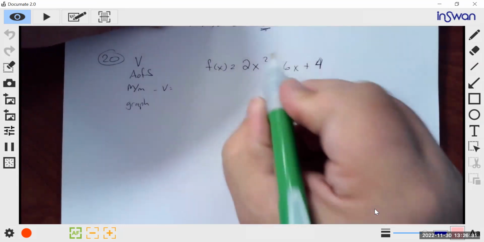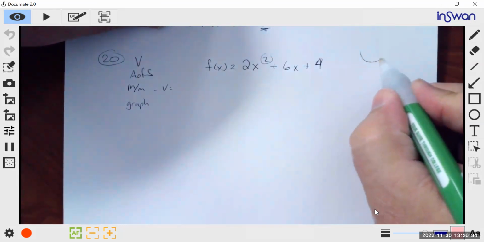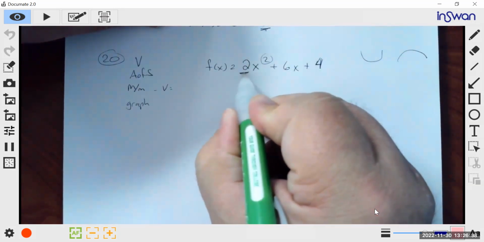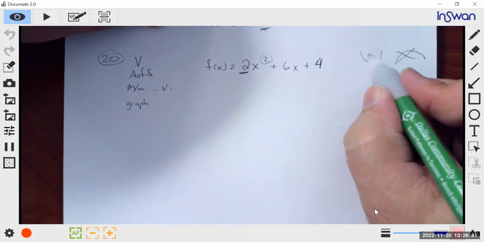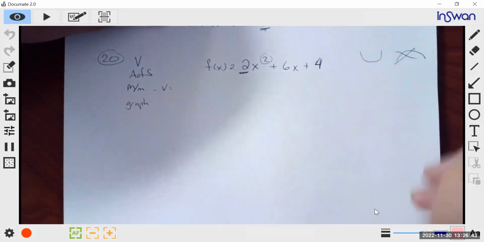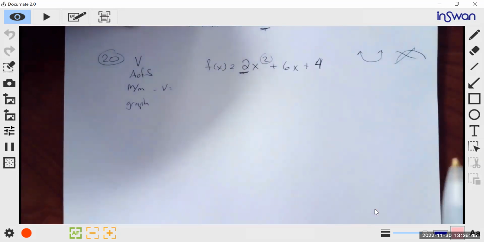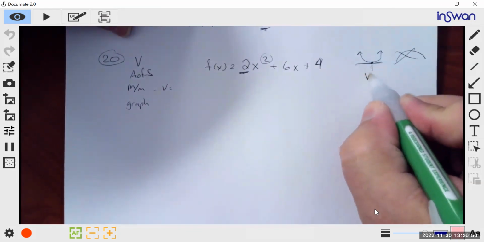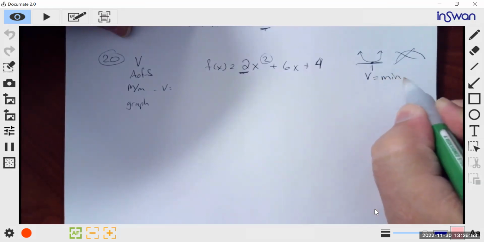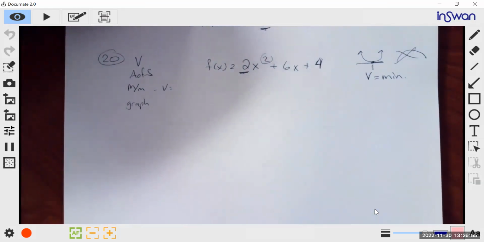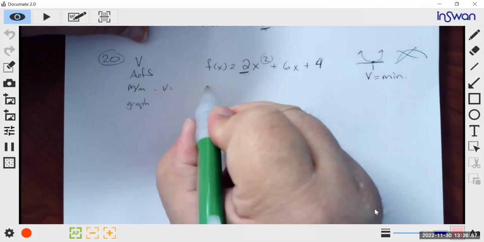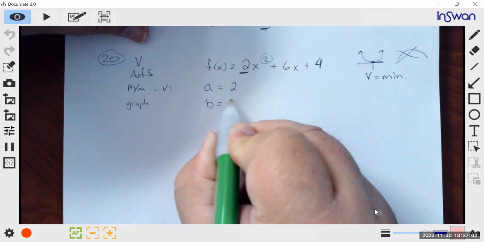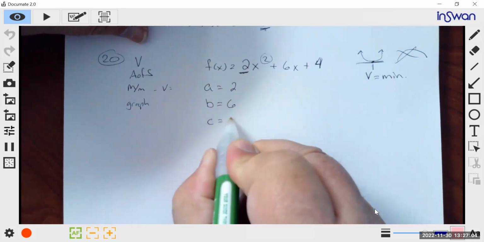Okay, first off, we know since it's quadratic, it's either going to be like this or like this. Since that's positive, it's this one. It goes up. So therefore, our vertex is the minimum. So let's figure out a equals 2, b equals 6, c equals 4.